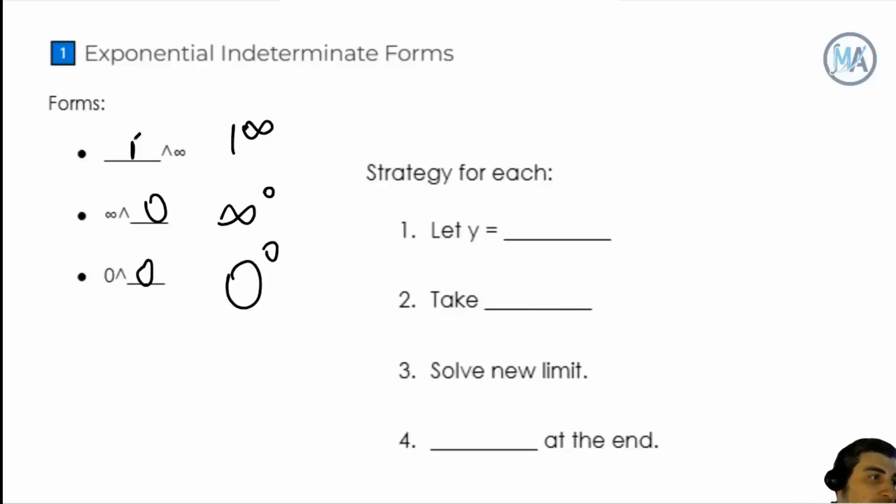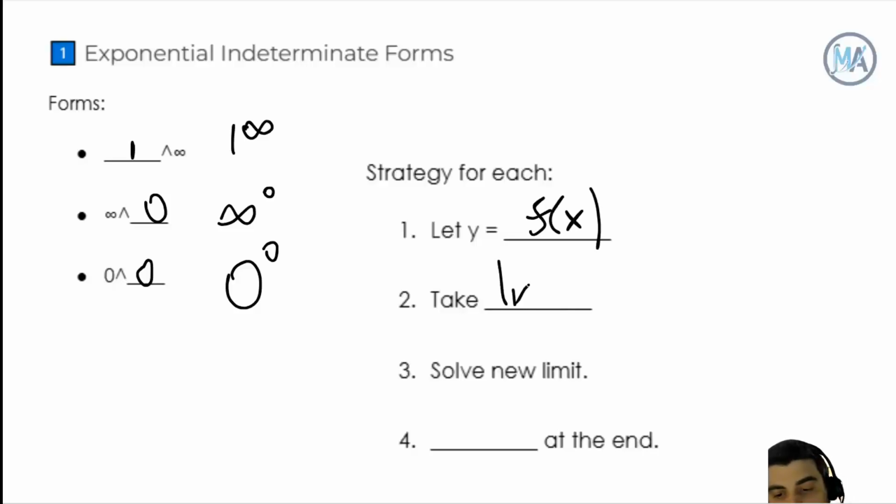The strategy for these is the same. You let y equal whatever the function is, then take the natural log and solve the new limit, and then you exponentiate at the end. I'll run through a couple examples.